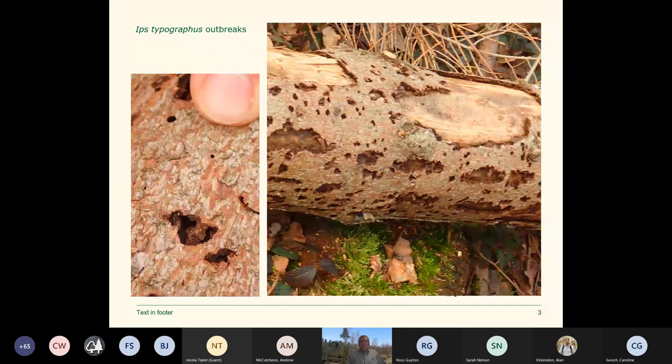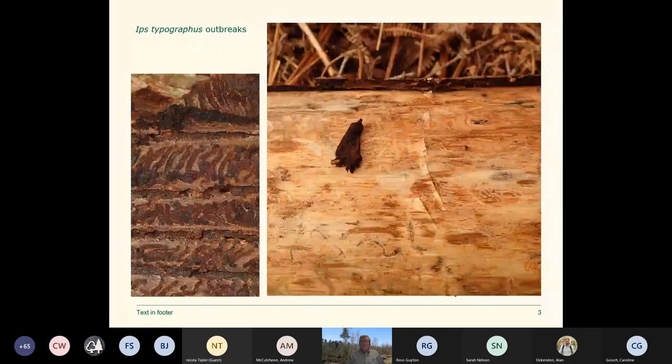Once you've got your eye in, you can certainly generally pick up an Ips beetle, and if you're very clever with a hand lens, you can identify it as typographus. The galleries that it produces, both on the inside of the bark and on the cambium layer, are very distinctive. So that is helpful when we know we've got an infestation and we're looking for the extent of it on the ground, supporting other surveillance work.